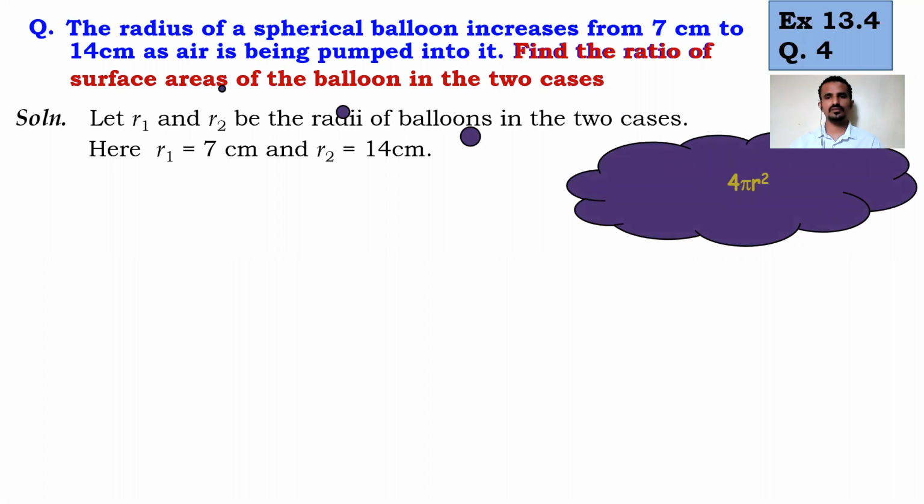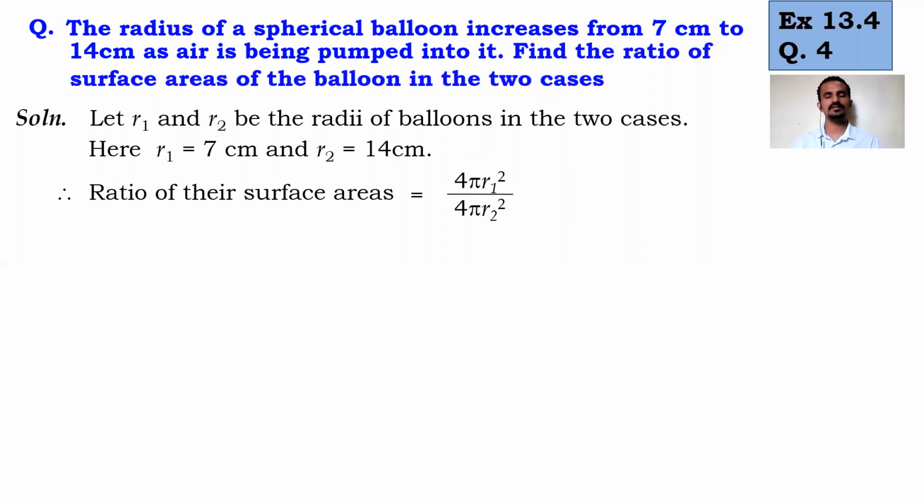Since the formula for surface area is 4 pi r square, you can simply say the ratio of their surface areas in 2 cases will be equal to the surface area in the first case upon the surface area in the second case. So 4 pi r1 square, that is the surface area when the radius was r1, that is 7, divided by 4 pi r2 square, that is the radius in the second case. So when we write it like this, 4 pi r1 square upon 4 pi r2 square.